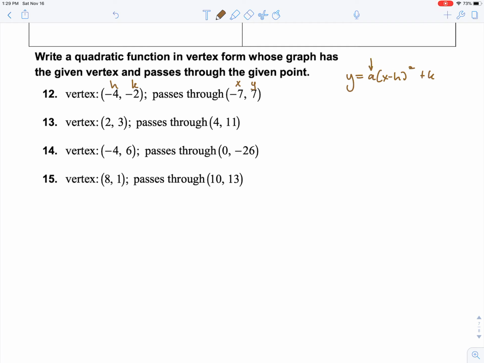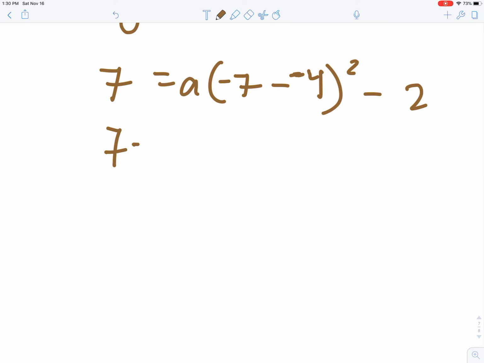So normally I want to keep my y and my x as y and x. But in this case, I'm going to use 7 for my y. A I don't know. Negative 7 for my x. And then minus a negative 4 squared plus, or actually a negative 2 since this is a negative 2. So let's simplify that up a bit. 7 is equal to a times negative 7 plus 4 squared minus 2.